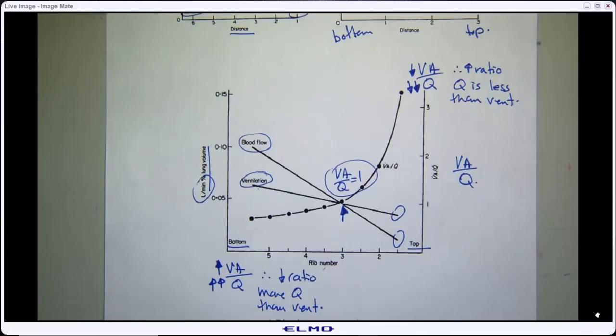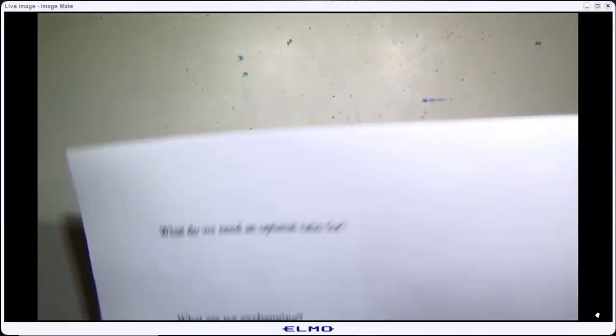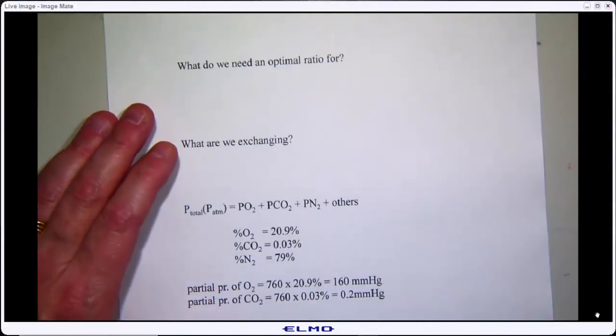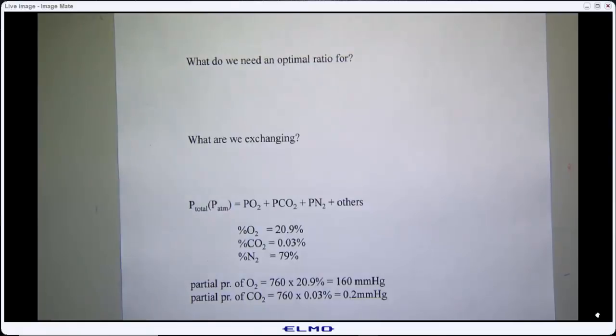So after all of that, we are not optimal. Around the 3rd rib, we're optimal, so life is good around the 3rd rib. But we're not optimal everywhere, and apparently we're doing okay. We will come back to the ventilation perfusion ratio in a minute. It'll help us. So let's step back for a minute and think about what we were trying to have an optimal ratio for. Well, it was for exchange of gases between air and blood.